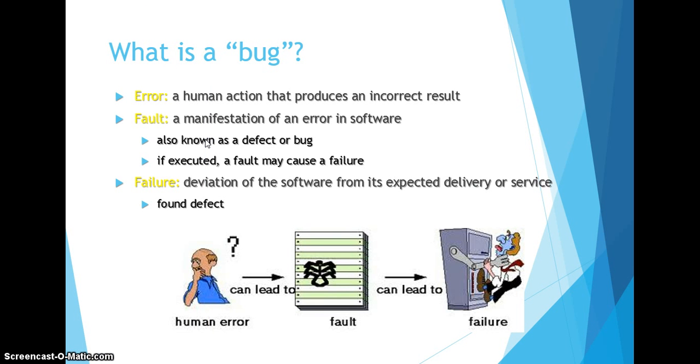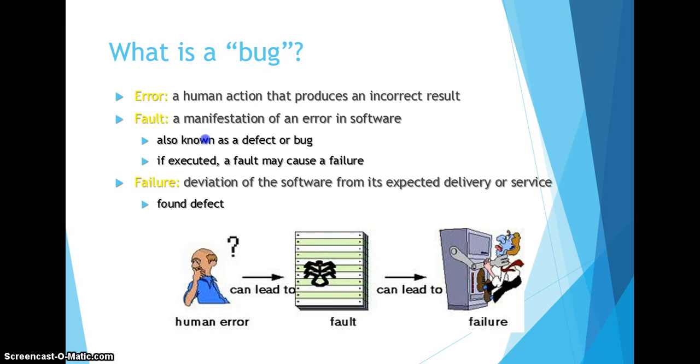Since we're talking about defects, there are three main concepts which we have to understand. One is error, the second is fault, the third is failure. What is an error? A human action which produces an incorrect result is an error, and the result of that error in software means a fault, which is also known as a defect or a bug. And a deviation of the software from the way it's expected to perform is failure.